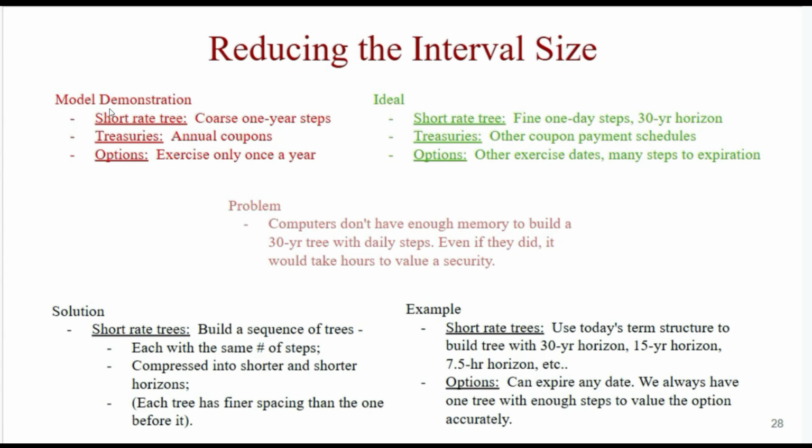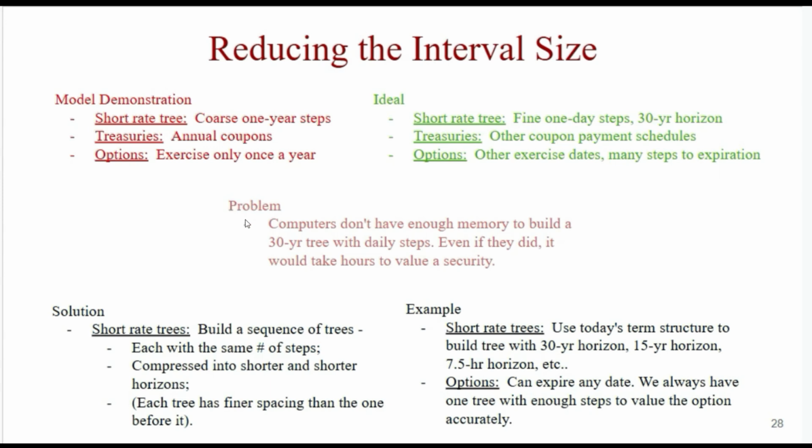So in our model demonstration, our short rate had only coarse 1 year steps, Treasuries paid only annual coupons, and options could only be exercised once a year. But in order to get accurate solutions for option values, we need a tree with finely spaced steps between today and the option's expiration. Ideally, we would like a tree with 1-day steps and a 30-year horizon. That way, coupon payments and option exercise dates would always fall exactly on a node in the tree. And we would also like to have many steps to expiration, even for options on the verge of expiration.